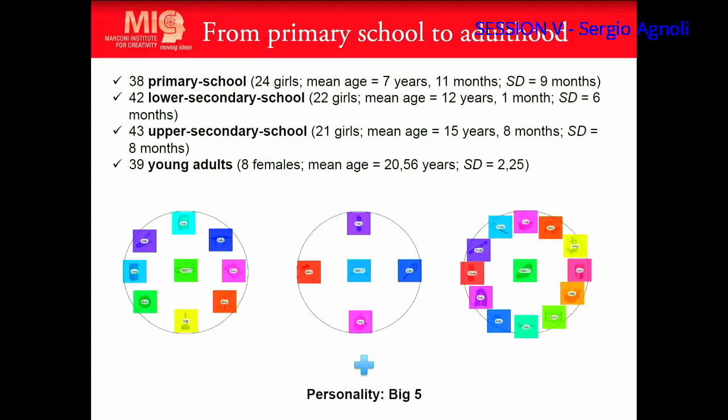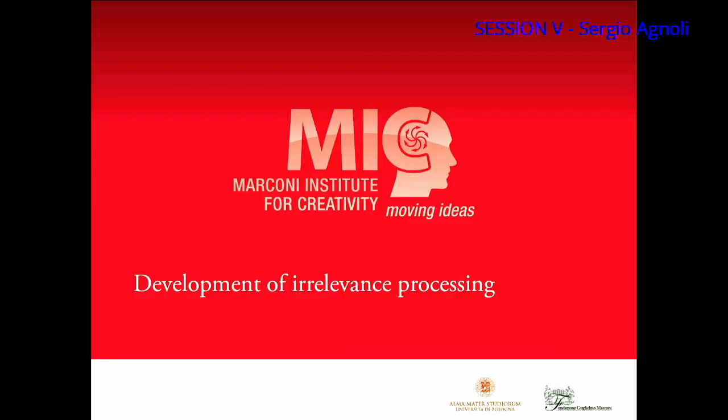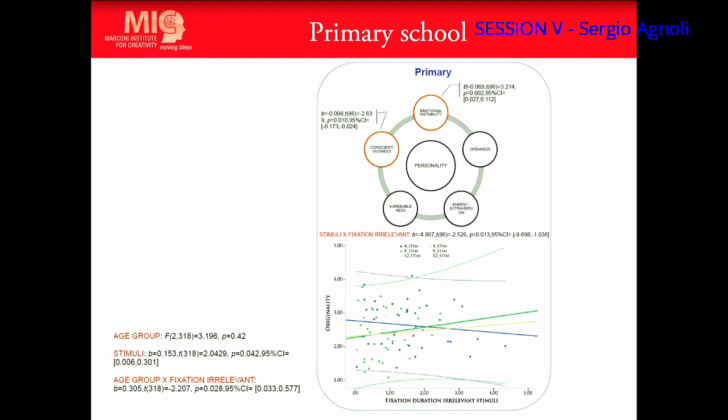What we wanted to understand is if this was a stable phenomenon during development. So we studied this effect from primary school pupils to adult students, and we used different manipulations, different numbers of objects, because we wanted to know if there was an optimal level of irrelevance in the process. I go to the result, and what emerged in primary school children is a pure effect of irrelevance processing. There is no relationship with personality in influencing the originality scores. So the effect was pure. The longer they looked at the irrelevant stimuli, the higher the originality scores.